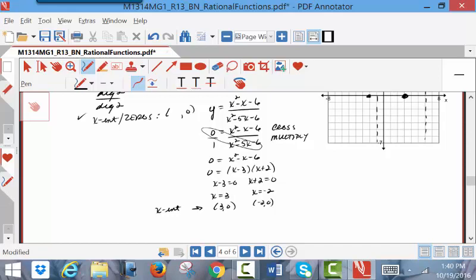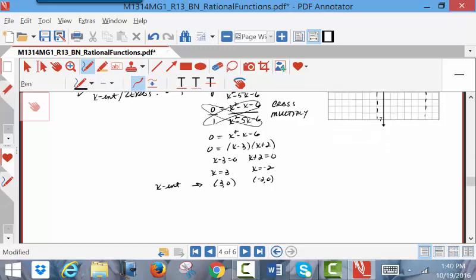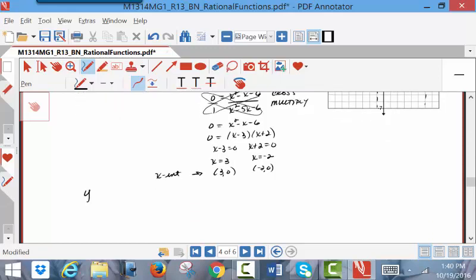And then 1 times this one is x squared minus x minus 6. Okay? All right? Okay, very good. So now we need to find our y-intercept. Our y-intercept occurs when our x value is 0.